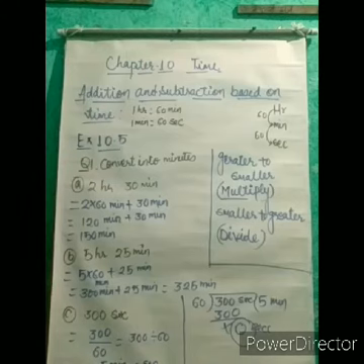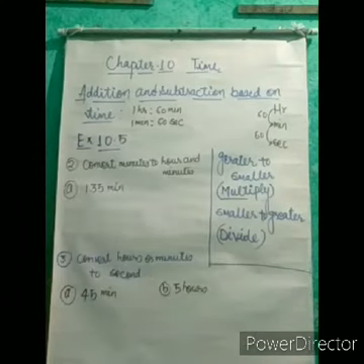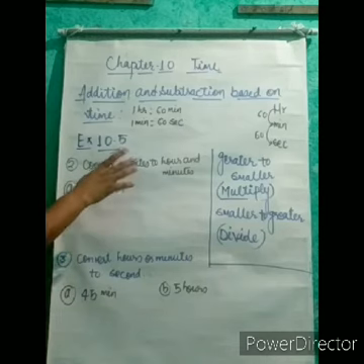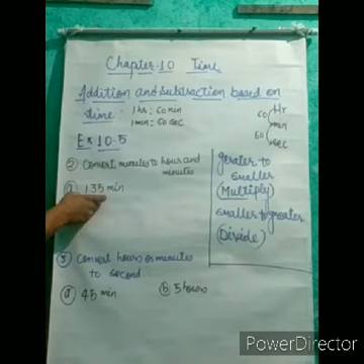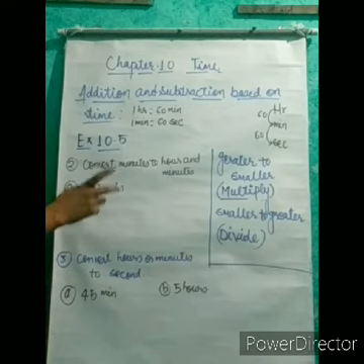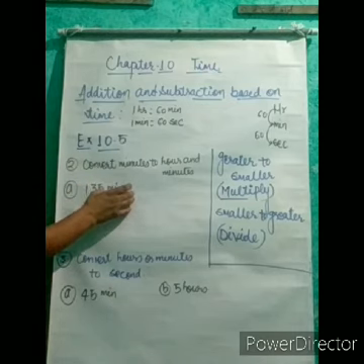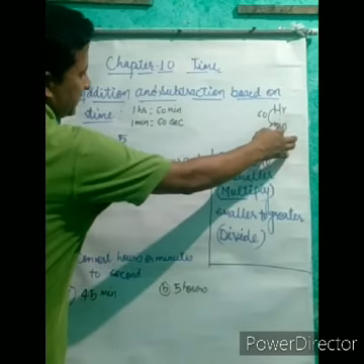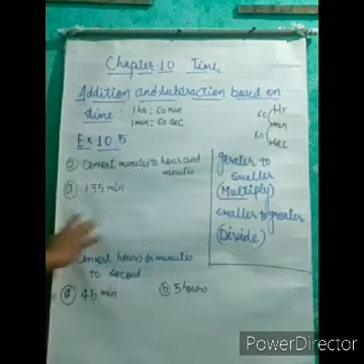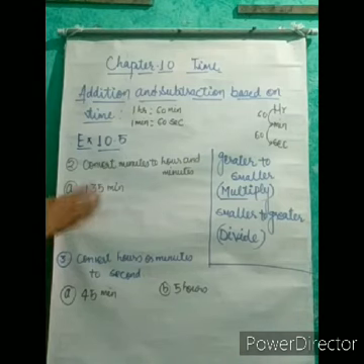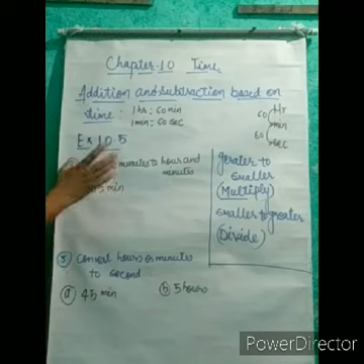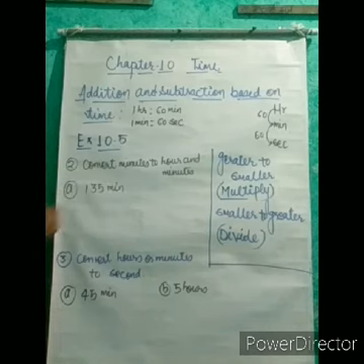Same way we will see a few more questions. Now you can see question number 2, where we convert minutes to hours and minutes. I told you before, if minutes are given more than 60, we will divide it by 60 to convert into hours and minutes. Here you can see it is 135 minutes, which is more than 60.